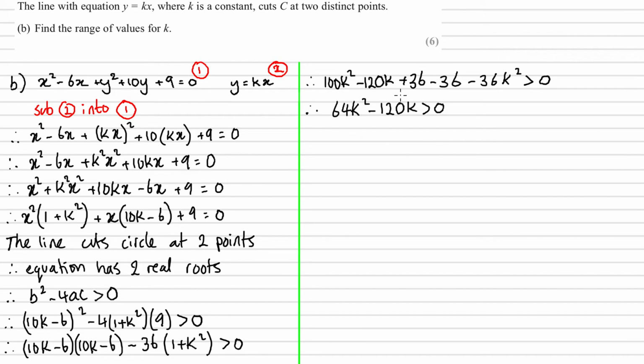Now factorize again. I can pull out 8k. 8k times 8k is 64k squared. Minus 15: 8k times 15 is minus 120k, and this is all greater than 0.